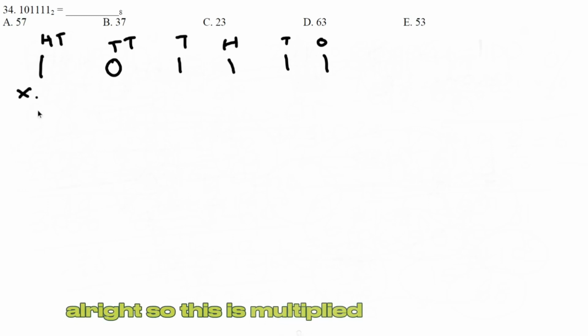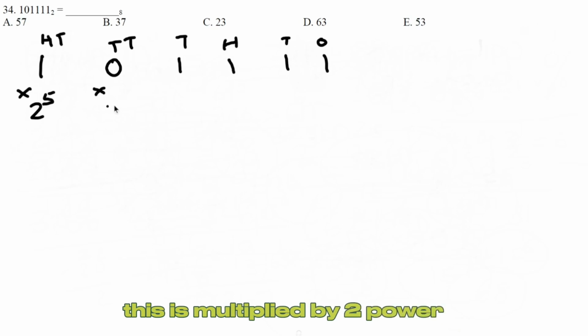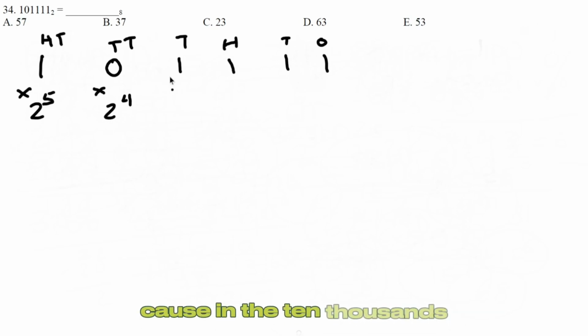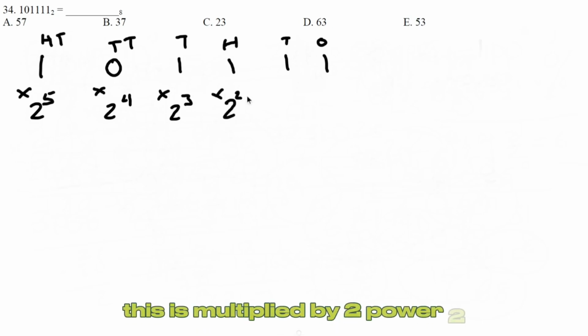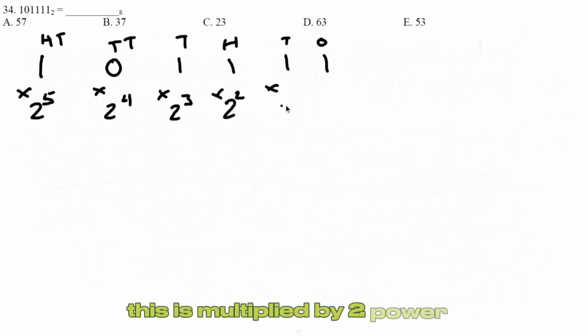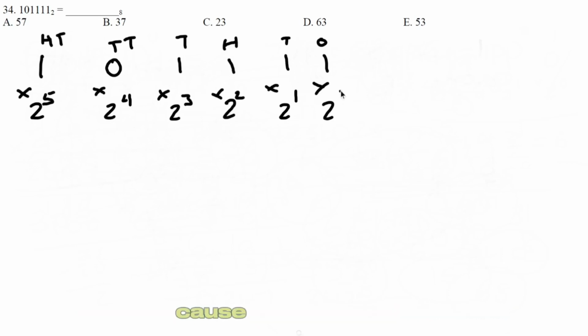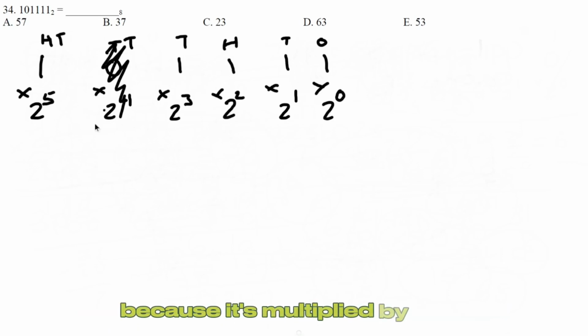Alright, so this is multiplied by 2 power 5 because it's in the 100,000s. This is multiplied by 2 power 4, because it's in the 10,000s. This is multiplied by 2 power 3, because it's in the thousands. This is multiplied by 2 power 2, or 2 squared, because it's in the hundreds. This is multiplied by 2 power 1, because it's in the tens. And this is multiplied by 2 power 0, because it's in the ones. Alright, so we can get rid of this one, because it's multiplied by 0.